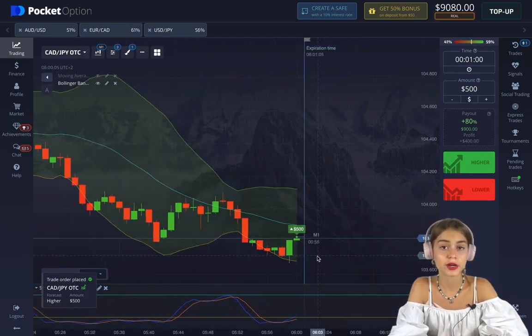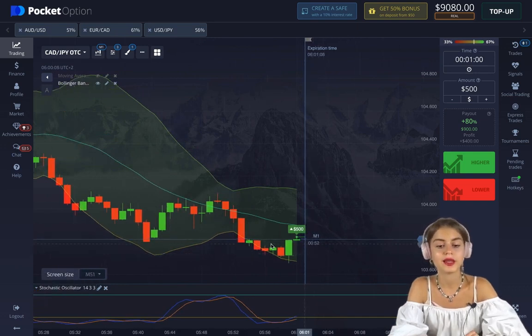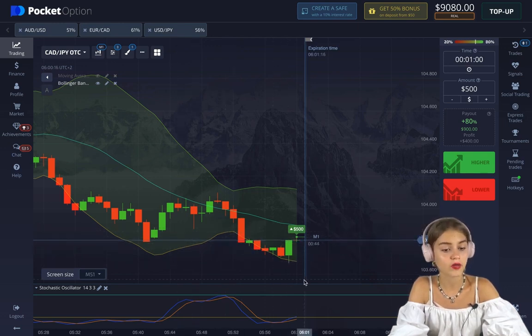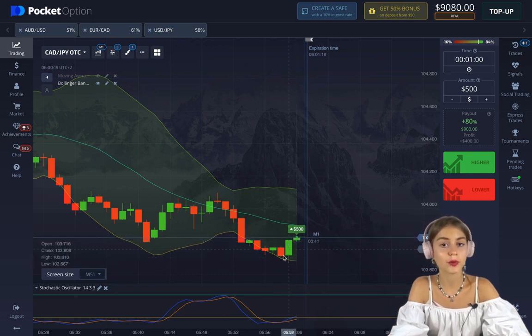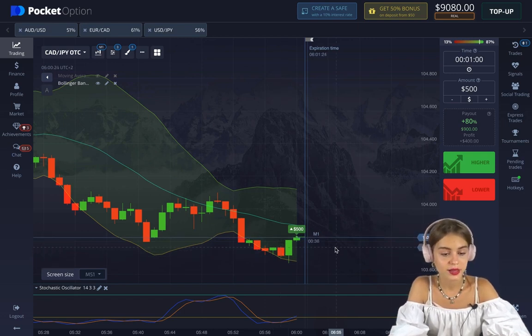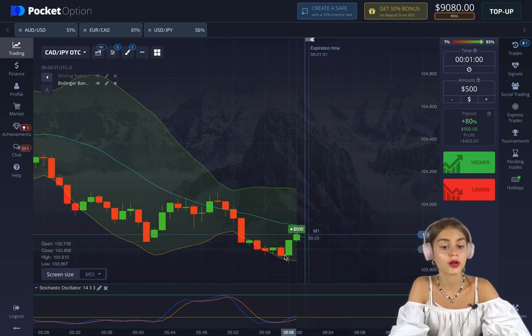Guys, we see a bull absorption pattern here. It's a pattern that's being formed mostly on support lines. Here there's the bottom line of our Bollinger Channel, and we see a green candle that fully covers the previous one with its size. It now absorbs it, in other words. So the pattern is called bull absorption, and it signals further growth.